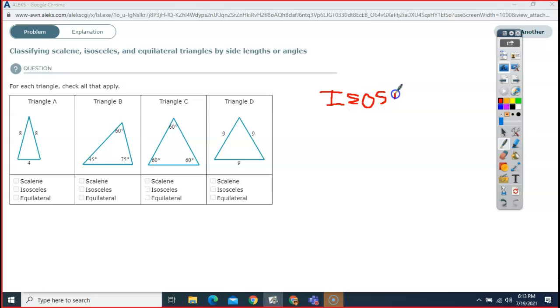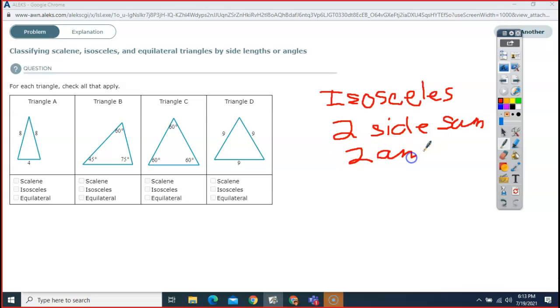Isosceles. Wait, is that the way you spell that? Yeah. Isosceles: 2 sides are the same and 2 angles. Okay, let's put the E on the end. 2 sides and 2 angles are the same. So this one, because it has 2 sides, will be considered isosceles.